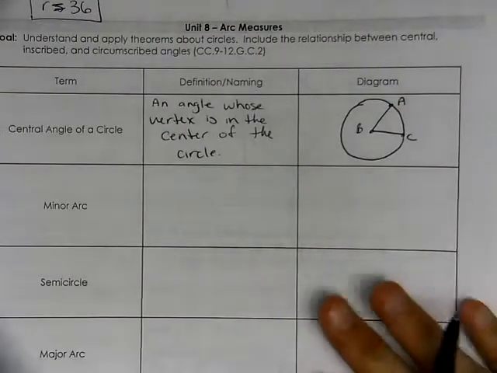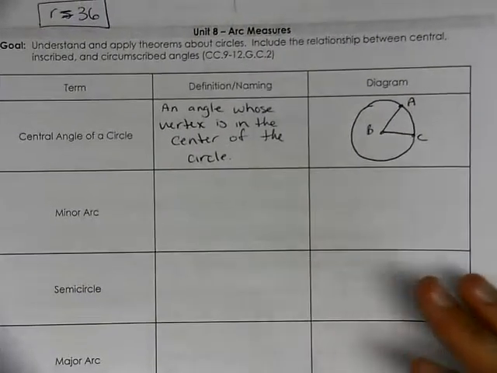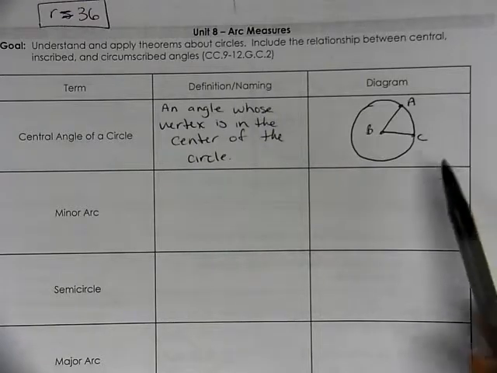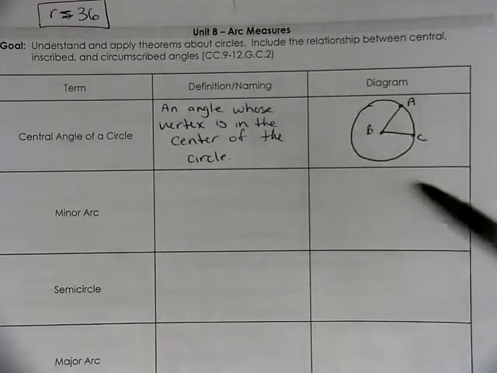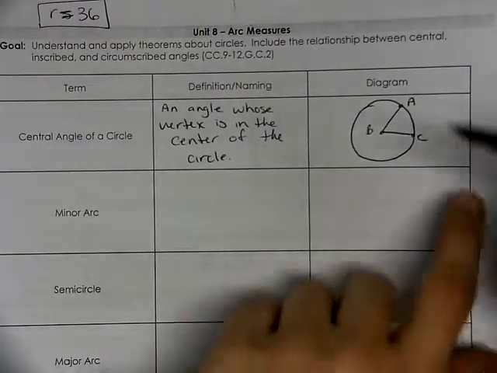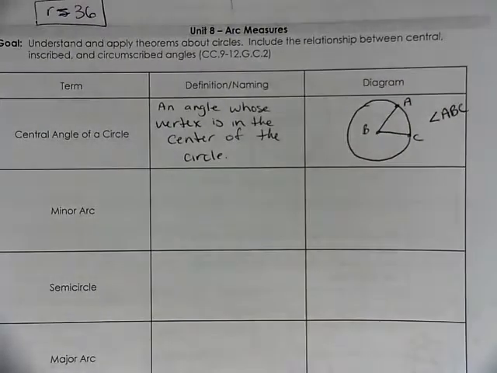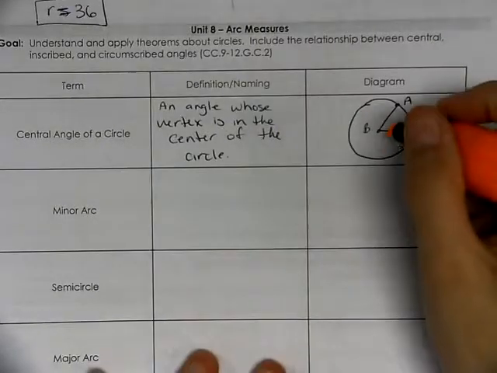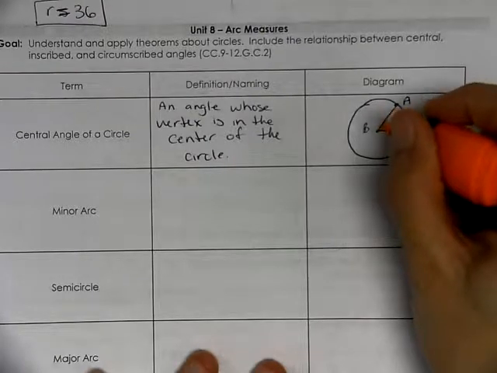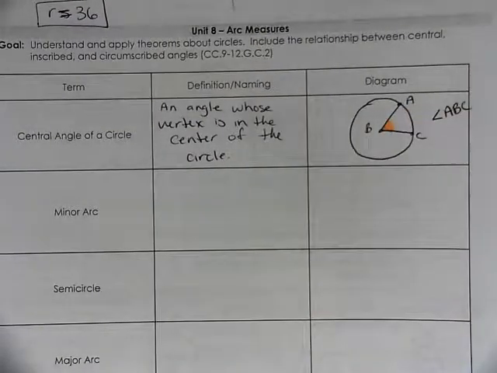Okay, so the central angle of a circle is an angle whose vertex is in the center of the circle. So if this is my circle, angle ABC is a central angle. This angle here is the central angle. Its vertex is the center of the circle.